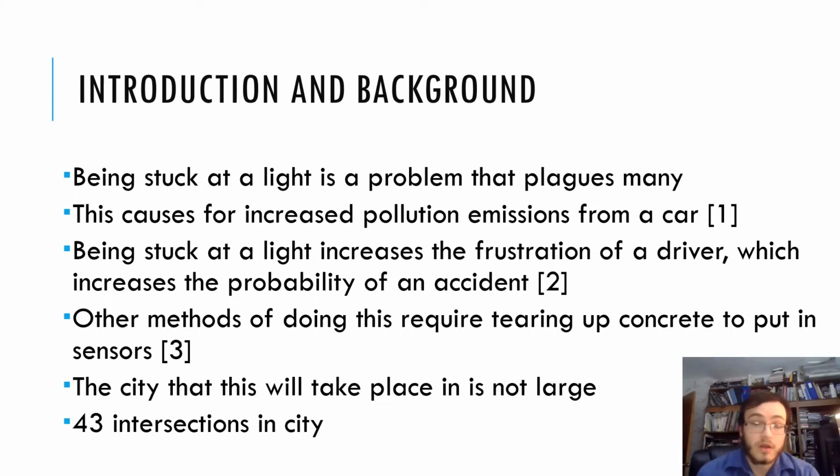Other methods of our system require tearing up concrete to put in the sensors, and this is a costly method to go about the traffic light system. It will also require the intersection to be out of operation for weeks to months at a time due to concrete needing to be torn up and then replaced. The city that this took place in was not very large. There were 43 intersections in the city.